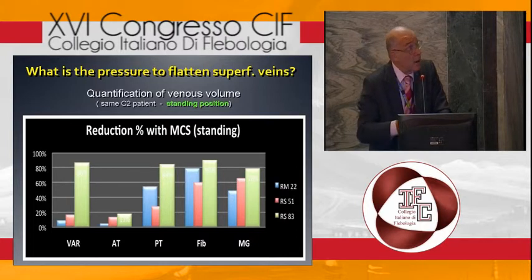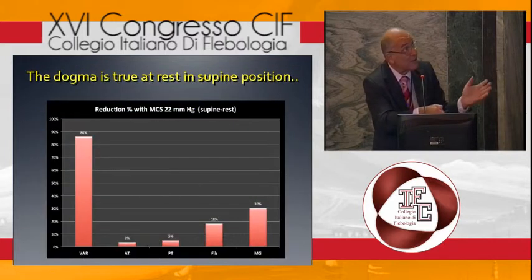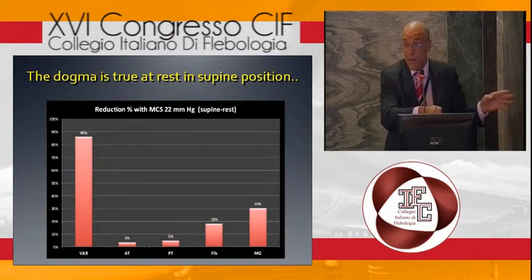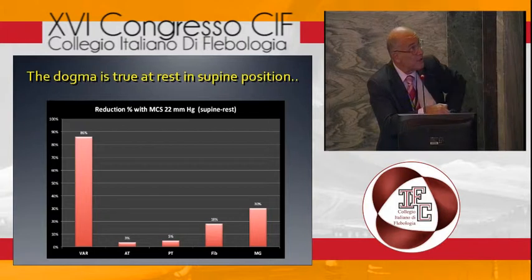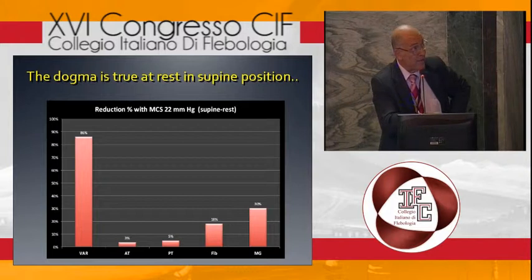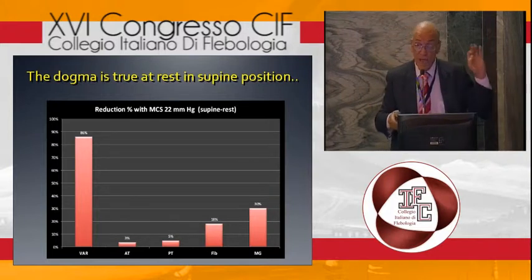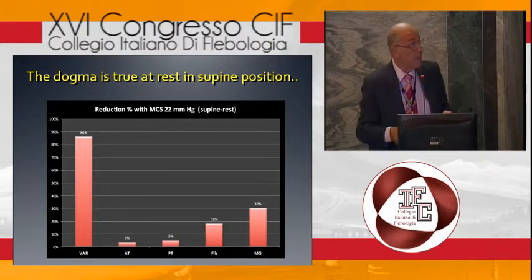Now, of course, this dogma we saw previously is true at rest in the supine position. If you have no contraction and are in the lying position, you will have a reduction with a small compression. 20 millimeters will reduce the superficial veins but not affect the deep veins. It is only true at rest in the lying position.